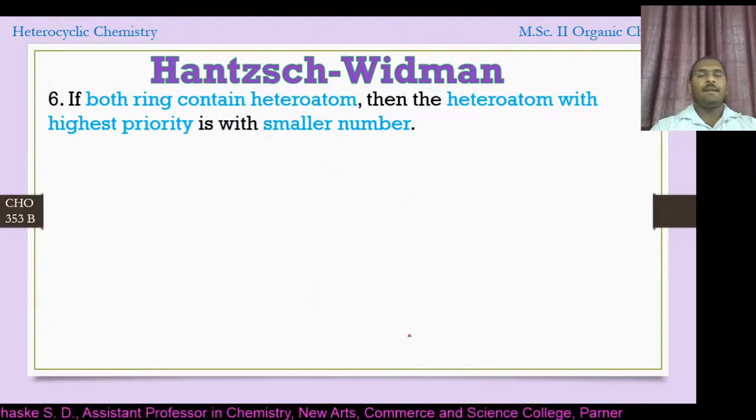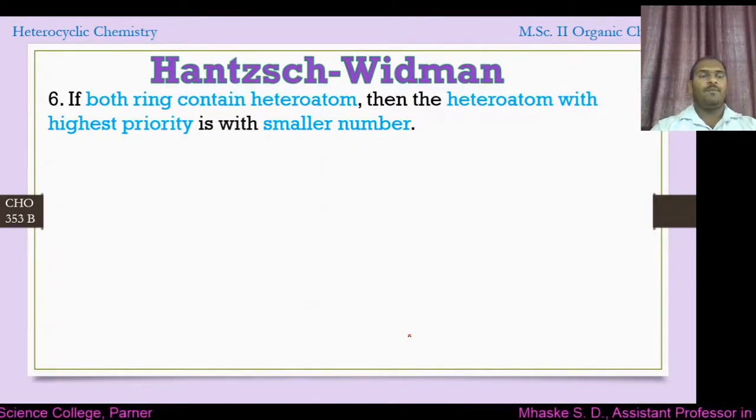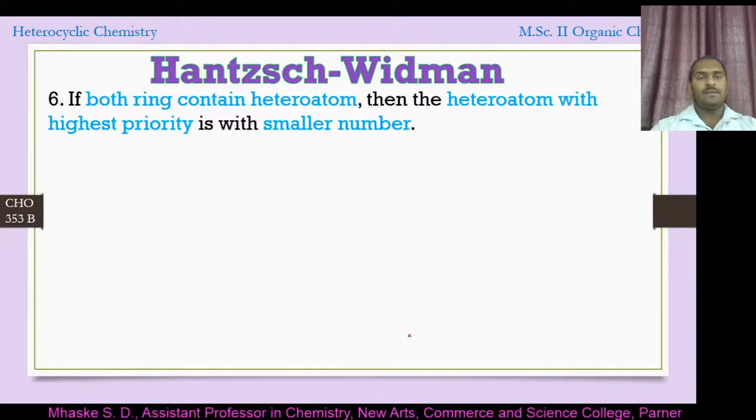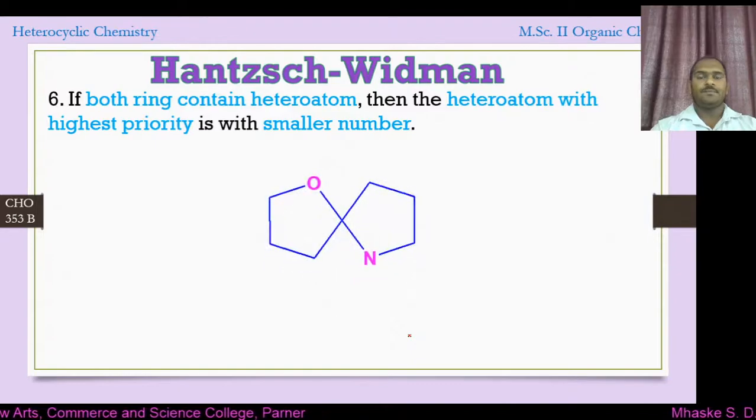If both rings contain a heteroatom, then the heteroatom with highest priority gets the smaller number. So if both rings have a heteroatom, in that case we have to go according to priority and assign the numbering in such a way that the smallest number is given to the highest priority heteroatom. Okay, so let's consider an example here.